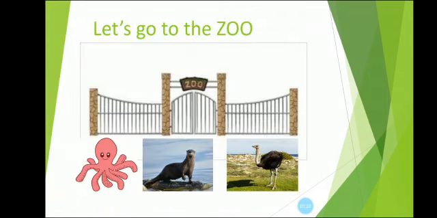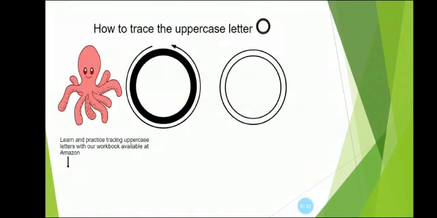Let's go to the zoo. Wow, I can see so many animals. Ostrich starts with letter O. Otter. Octopus. Very good. Now I will show you a video.